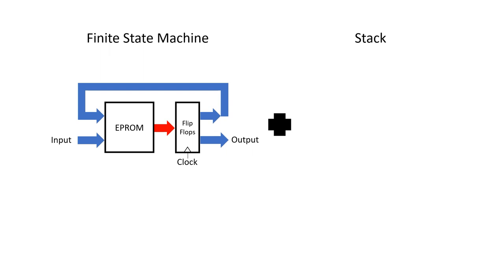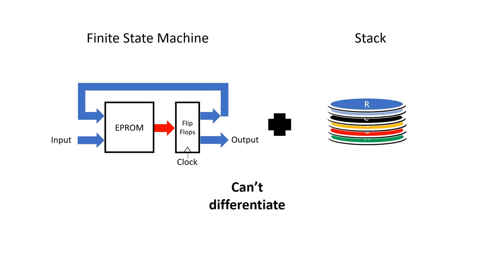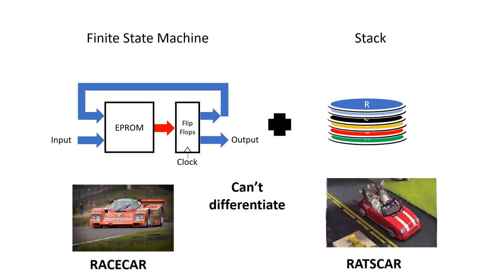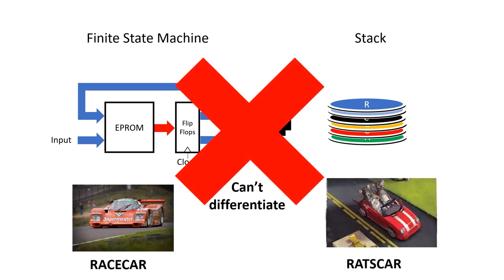Our finite state machine with a stack can't differentiate race car from rat's car when it comes to palindromes. This type of machine isn't classified as a general purpose computer. Its official name is a pushdown automata. If you're still with me, we're nearly there, just a little bit more to go.